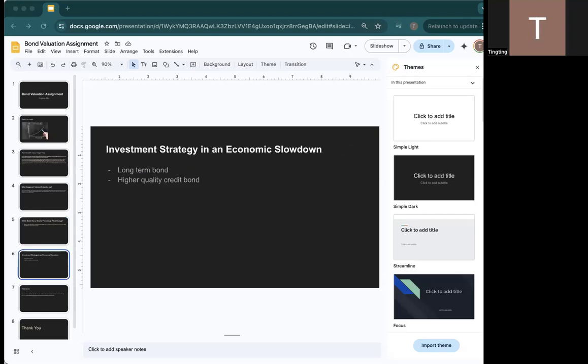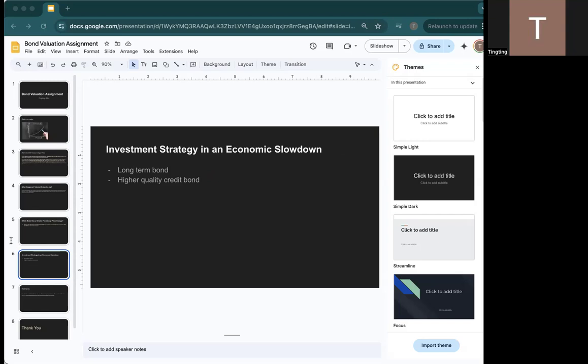Okay, the next one, we're going to talk about the investment strategy in an economic slowdown. There are two strategies. The first one is to buy long-term bonds. The second one is to invest in higher credit quality bonds to reduce risk.